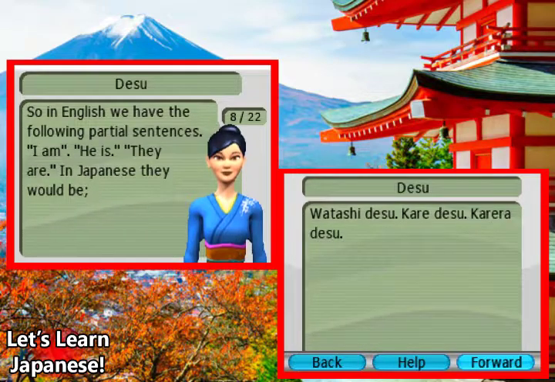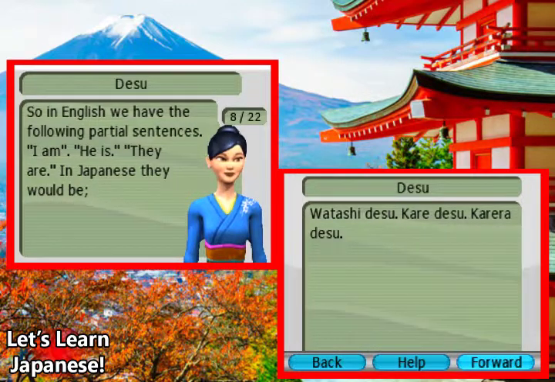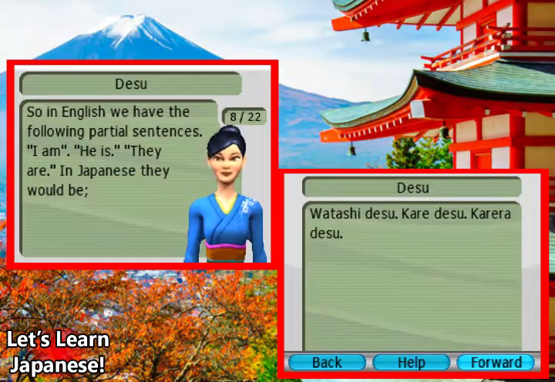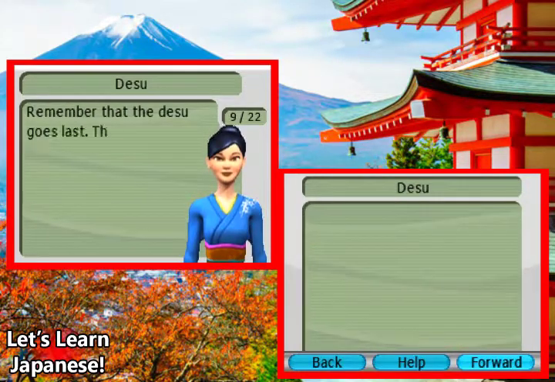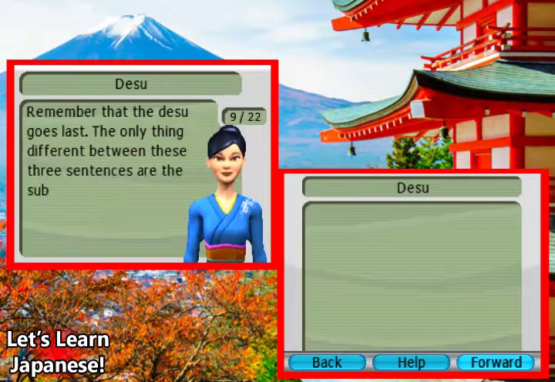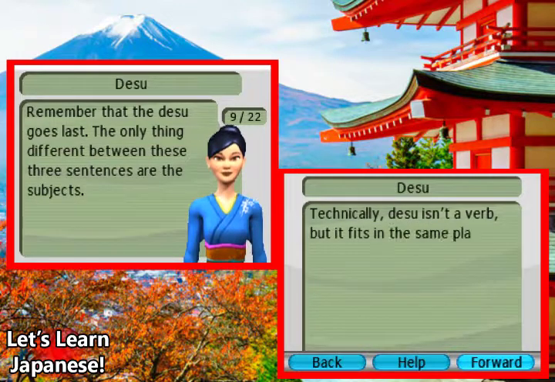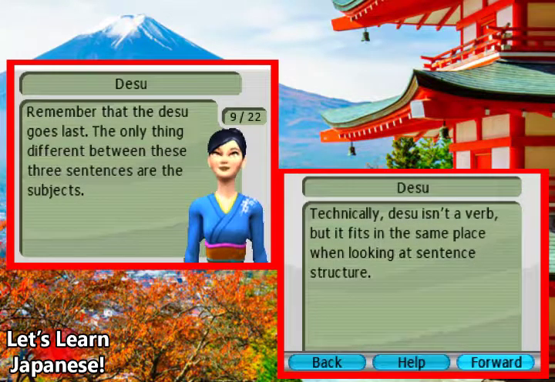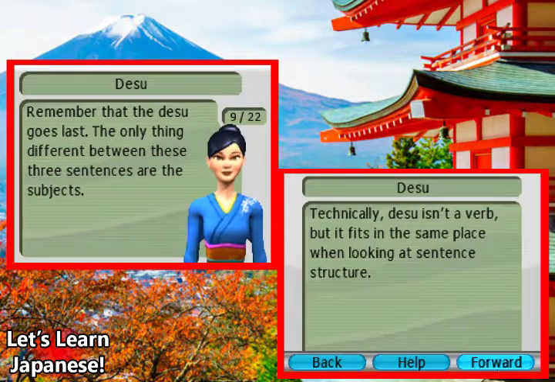Yeah, I guess I should just let Haruka explain it all. Watashi desu, kare desu, karera desu. Just use the same. You don't have to conjugate it, basically. There are verb conjugations, but not for desu. Okay.